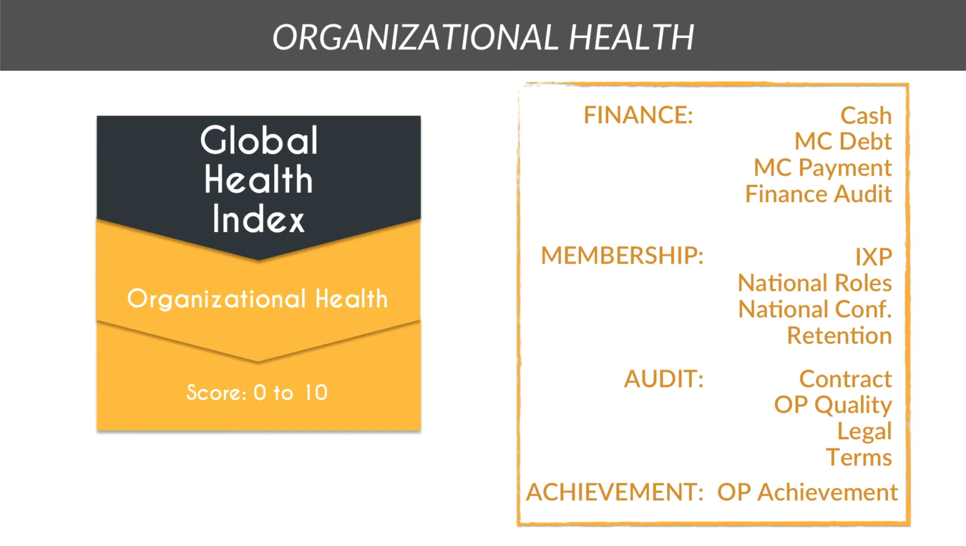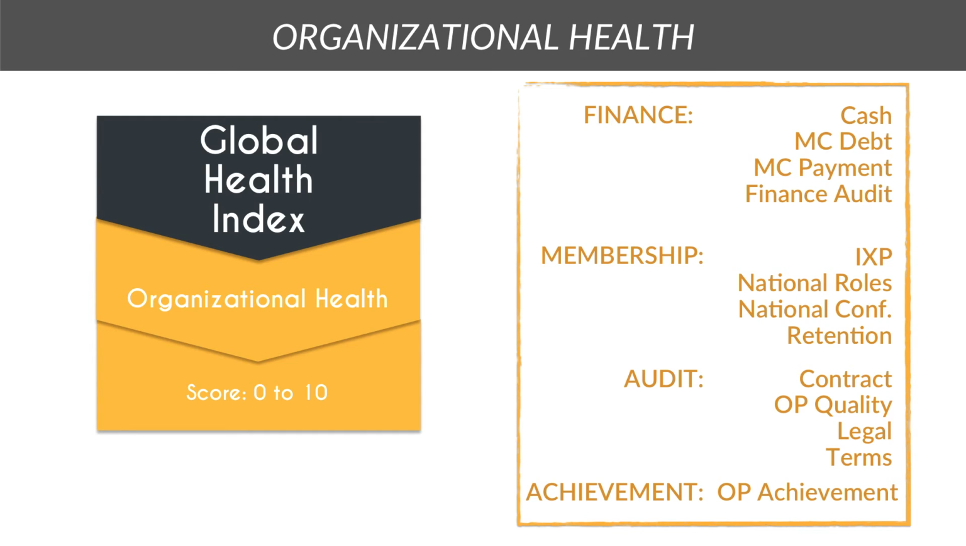Audit. So we look at the contracts, the operation quality audit, the legal audits, the terms for volunteering. So every member in AIESEC in Brazil has to sign a volunteer term so we can be legal. And we audit all of these things. We have a national audit team that does this job for us. And the last one is achievement, which is operational achievement.